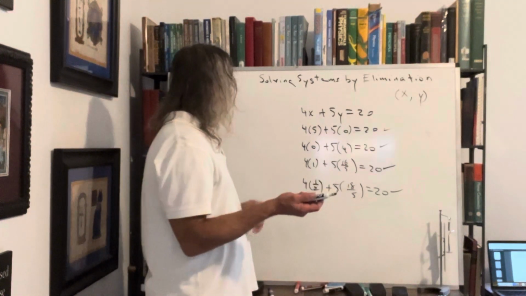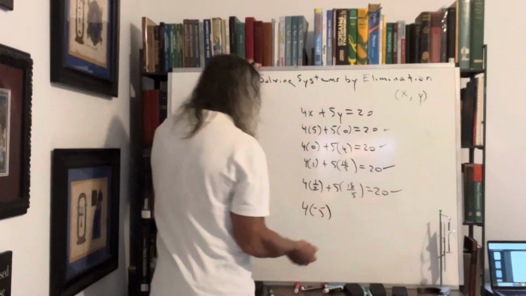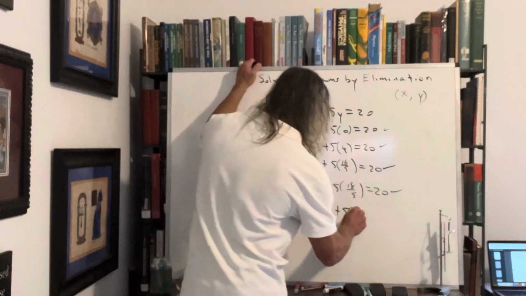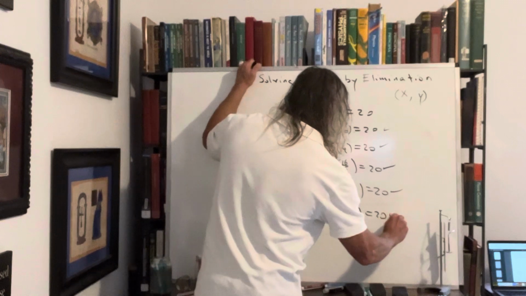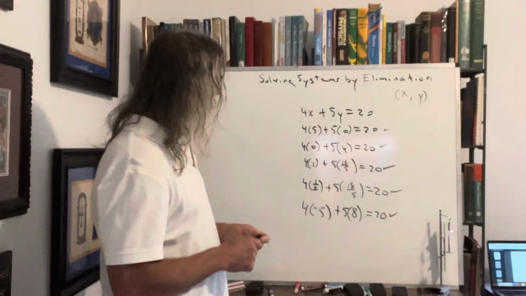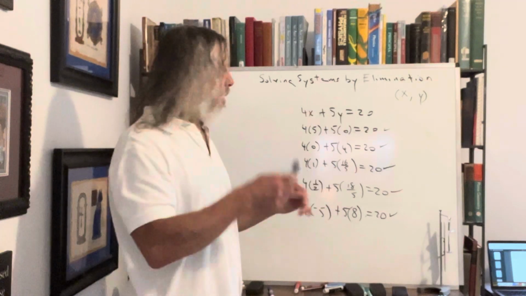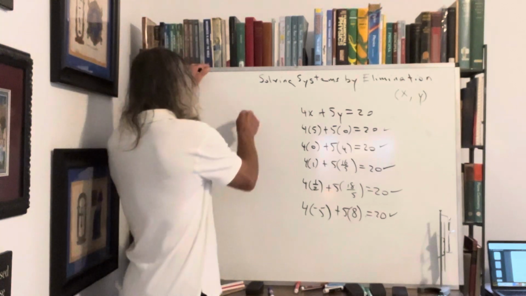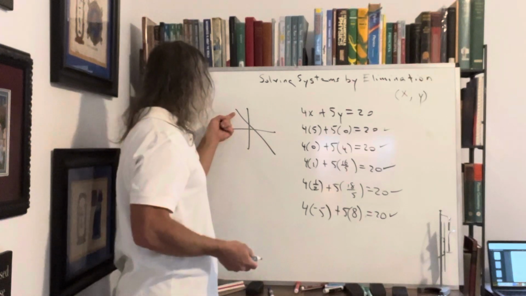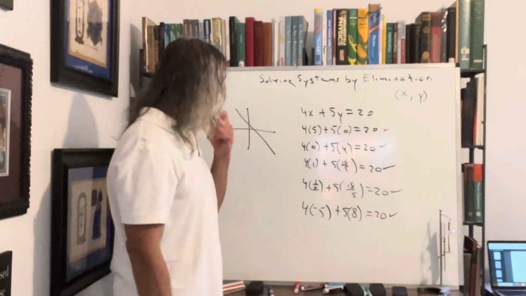Or x could be -5, and y could be 8, and it works. So, there are many, many ordered pairs that will work in this one equation. That's why when we graph it, we get a line. It would be something kind of like that. Infinitely many points on this line. A lot of things that make it work.